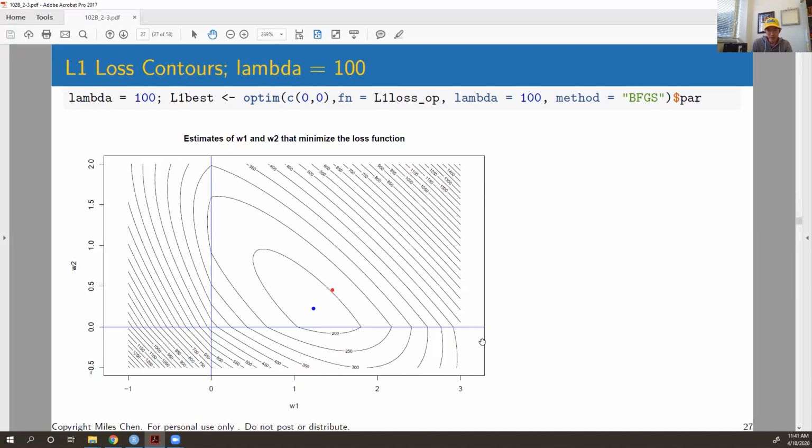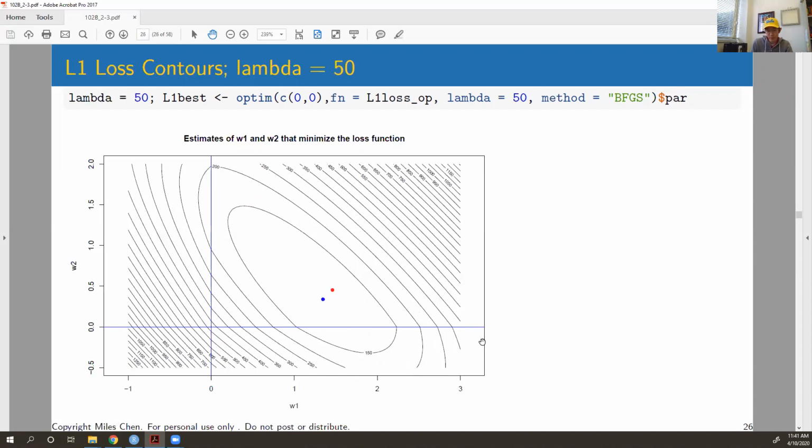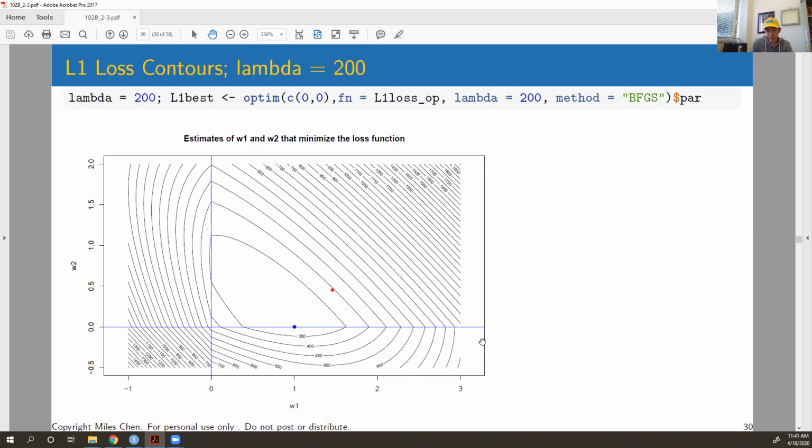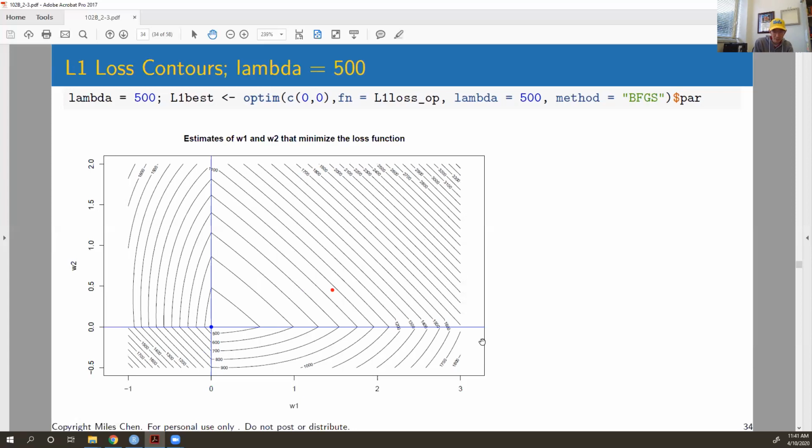Okay, so let me just go back. When lambda is 10, W1 and W2 are pretty close to the ordinary least squares values. As I increase lambda, we see the blue dot moving closer to the axis and down into 0, 0. Look at what happened to the contours also. Look at these contours. They're kind of crazy looking. So what's going on here?